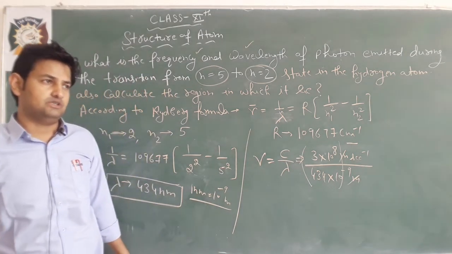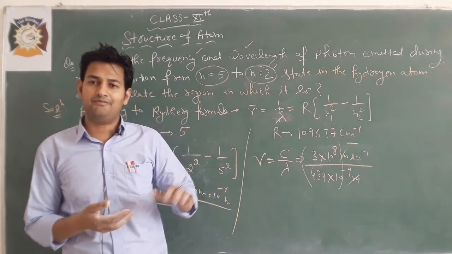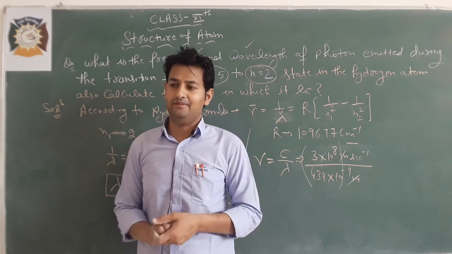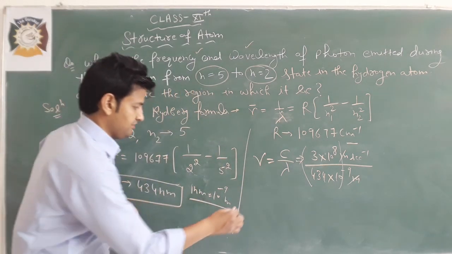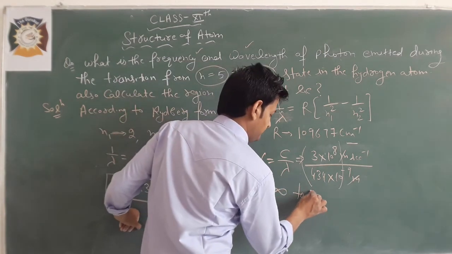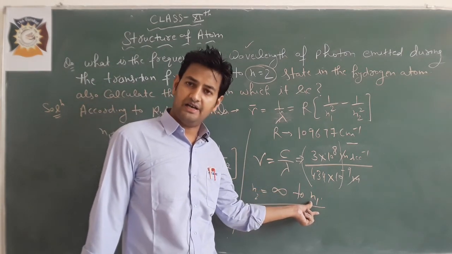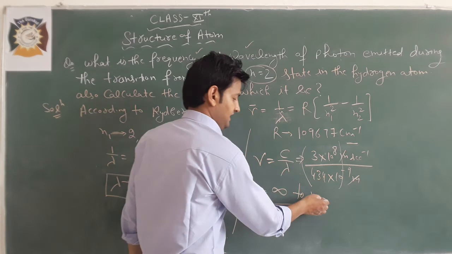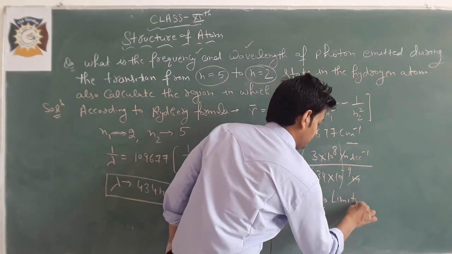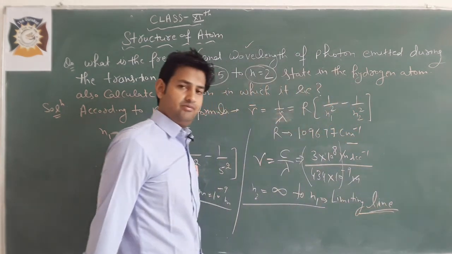One more point about the Rydberg formula is the limiting line. When the electron comes from infinity to any energy level, it is called the limiting line. If n2 is equal to infinity, the electron comes to n1, where n1 can be anything, 1, 2, 3, 4, whichever it is. Then it is called the limiting line for the series.